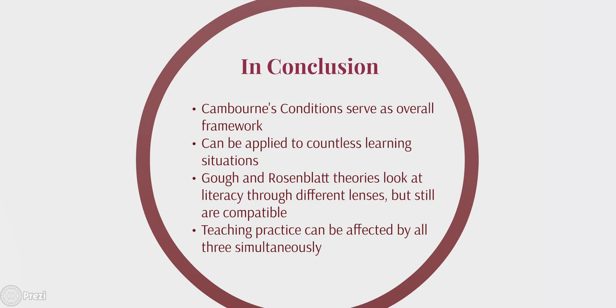And then the Goodman and Rosenblatt theories look at literacy through different lenses, but I definitely wouldn't consider them incompatible. And I would say that the places where one of them has gaps, the other one fills in very well. So I think that all three of these theories can be employed in a classroom, and there are certain things that you may want to look at through one lens to get a better picture of what your students need, and some things you may want to look at through a different lens.